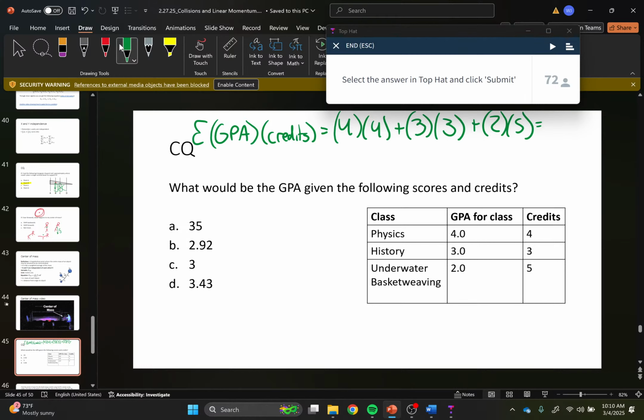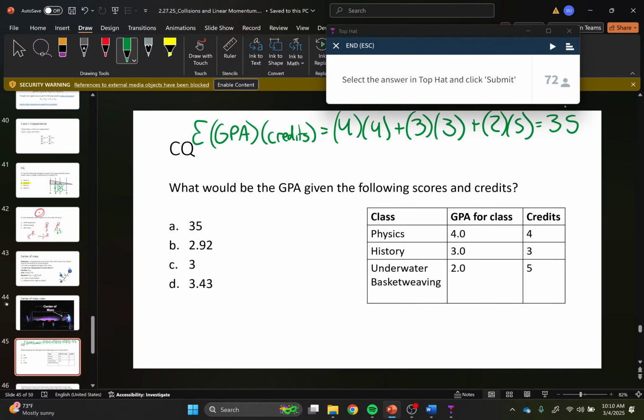Okay, because then you need to scale it back down. So we have our overall GPA weighted by credit, and then we're going to scale it down based on credits. All right. So what number did y'all get? Well, what's this number at the top? 35. Is your GPA a 35?